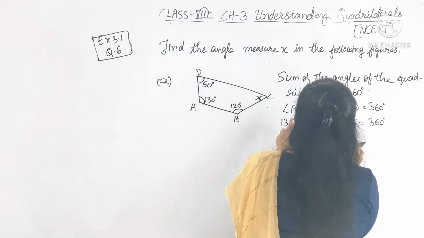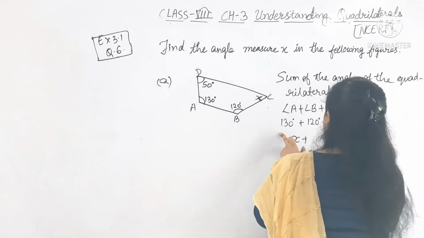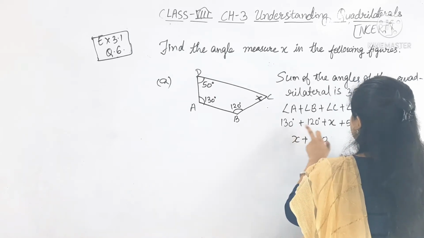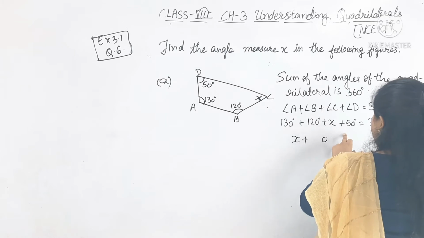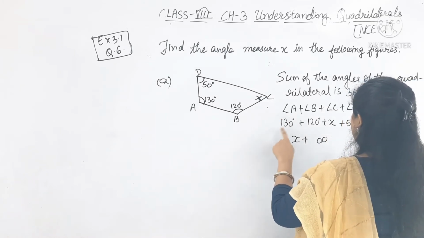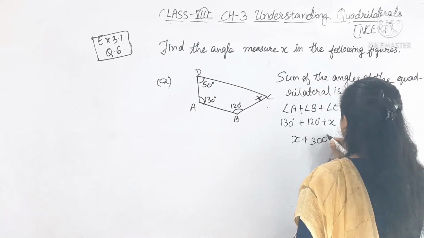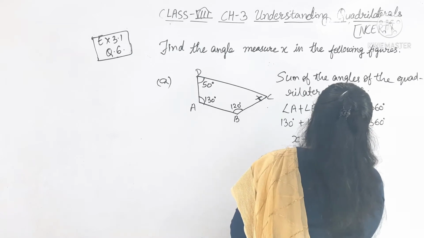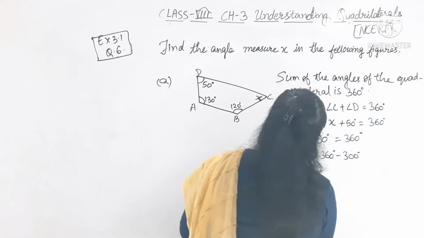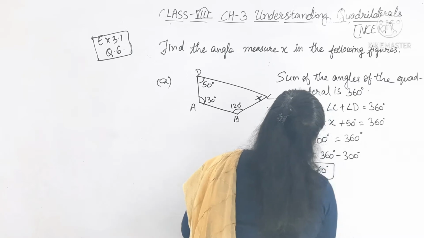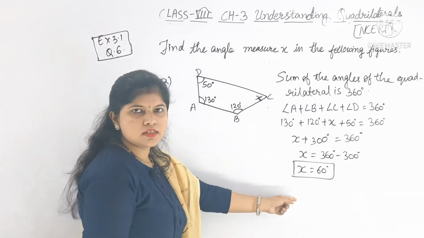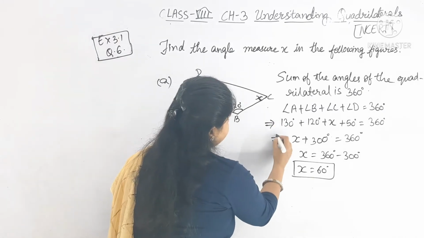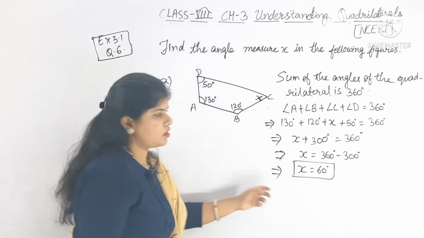We have to add these numbers, 130 plus 120 plus 50. Here I am getting 0, 3 plus 2 is 5, 5 plus 5 is 10. Here 1 is carried, 1, 2, 3. So I am getting 300 degrees equal to 360 degrees. So x equals 360 degrees minus 300 degrees, so x is equal to 60 degrees. You can easily solve that. You can write like this, this is implied: x equals 60.